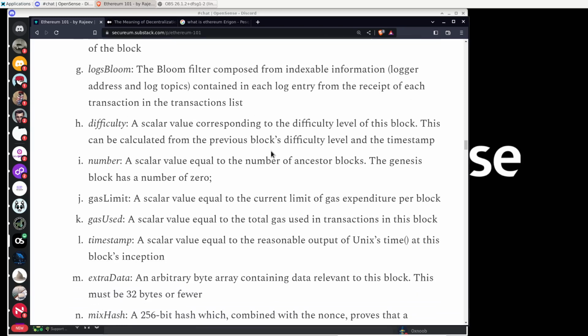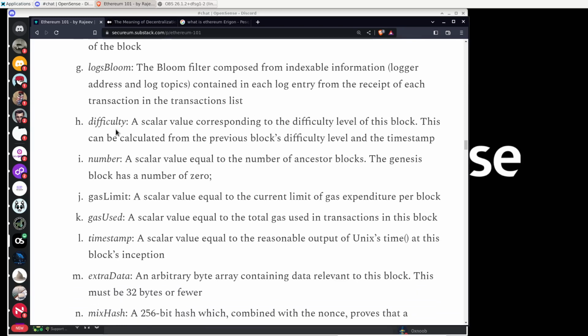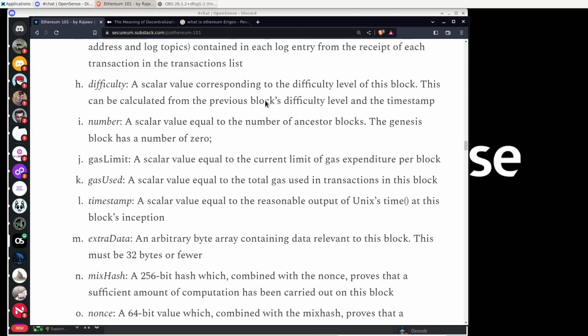Difficulty: a scalar value corresponding to the difficulty level of this block, that can be calculated from the previous block's difficulty level. And just to talk a little bit about this difficulty concept, imagine that I'm a blockchain, right? And I need to find the next block.